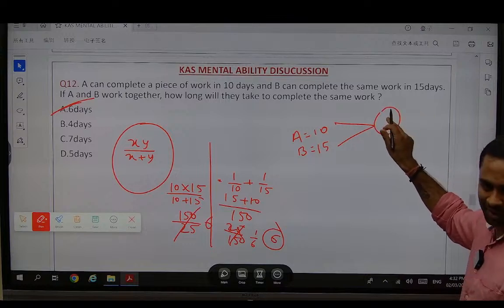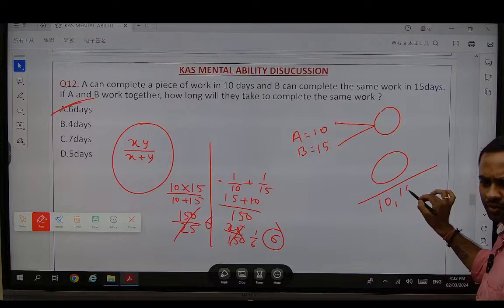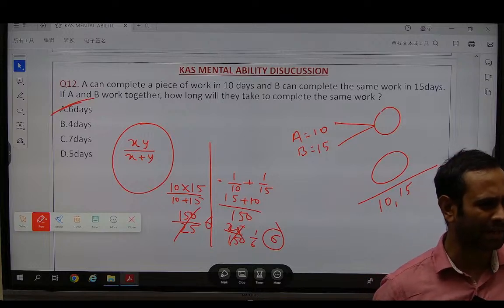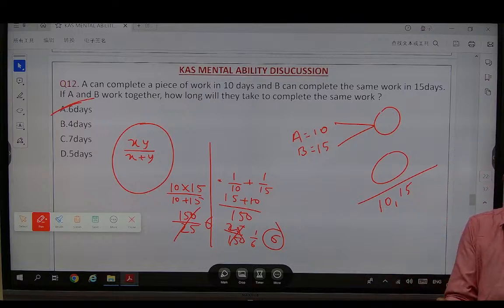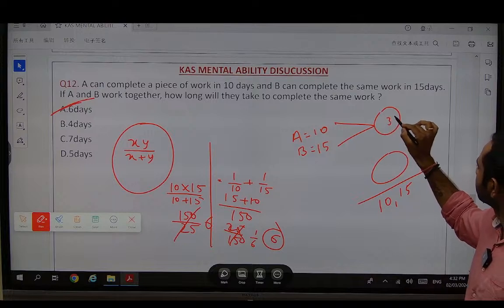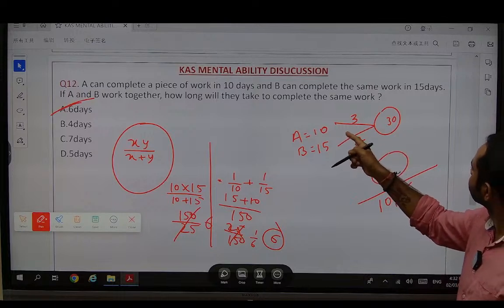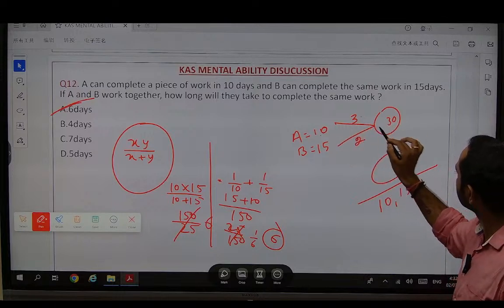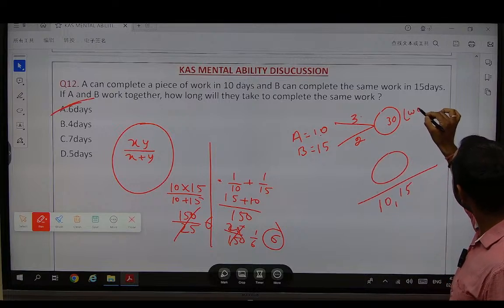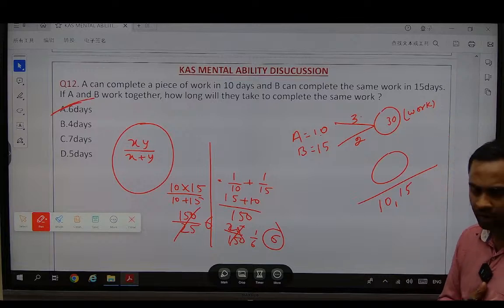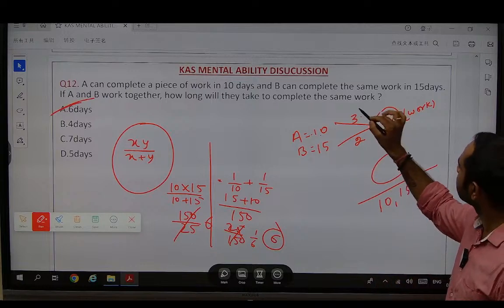Now assume a number which is divisible by 10 and 15 both. 30, 60, 90, 150, a lot of numbers are there. Always take the minimum number, right? So that the calculation will be less. So, sir, it is 30. Now 10 3s are 30, 15 2s are 30. What I did: this 30 I divided by 10, 3 times; this 30 I divided by 15, 2 times, right? Okay. So when we take LCM or we assume a number, that becomes our work. When we divide 30 by 10 and 30 by 15, that becomes our efficiency.